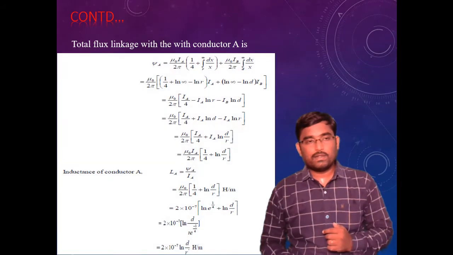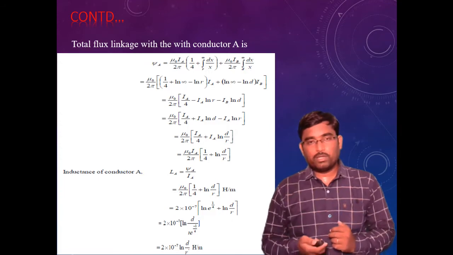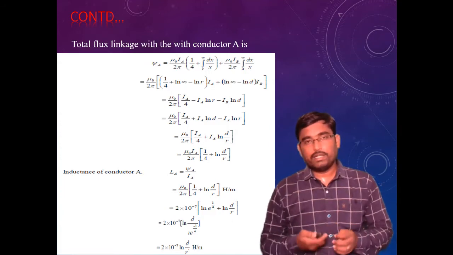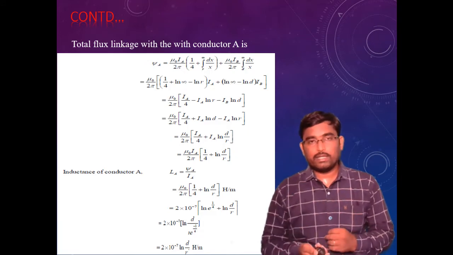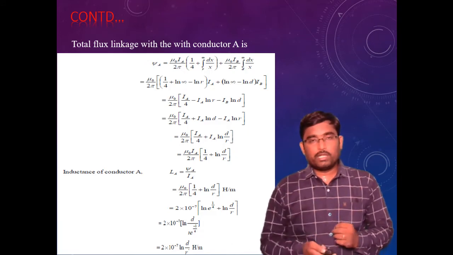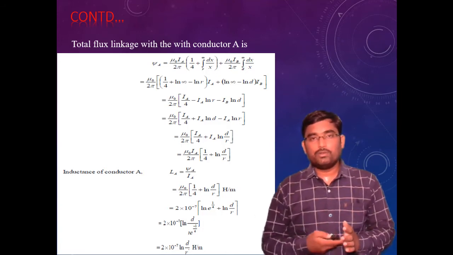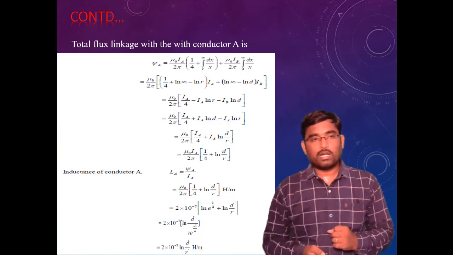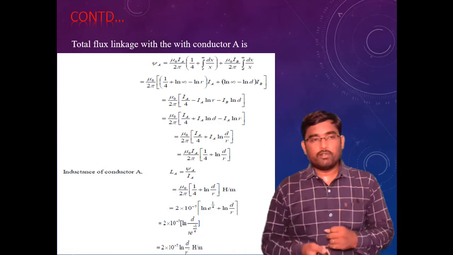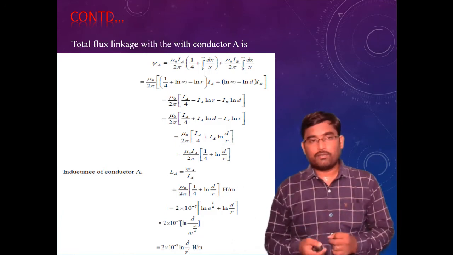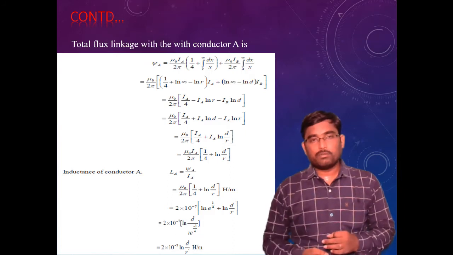Now the total flux linkage of conductor A is psi A equals mu naught Ia by 2 pi into 1 by 4 plus integral r to infinity dx by x. This is the flux linkage due to its own current Ia, plus mu naught Ib by 2 pi integral d to infinity dx by x, which is the flux due to current Ib. Now taking mu naught by 2 pi as common, see the simplification process. It will be 1 by 4 plus ln of infinity minus ln of r, plus ln of infinity minus ln of d into Ib from the second part.